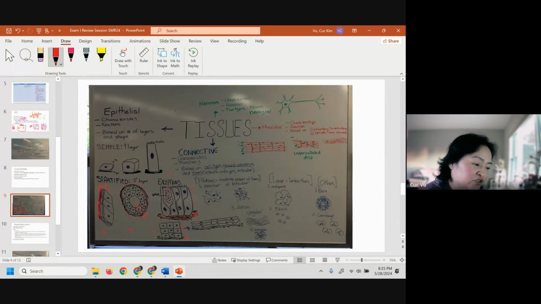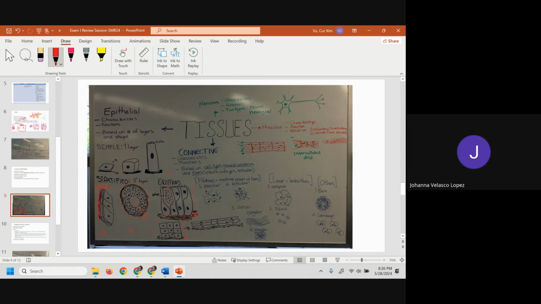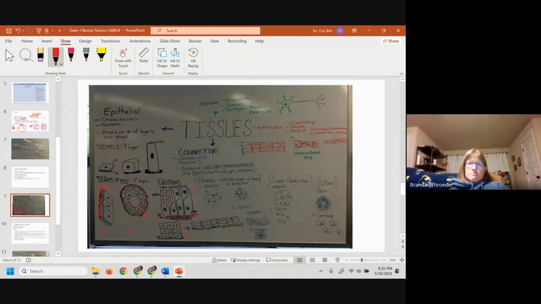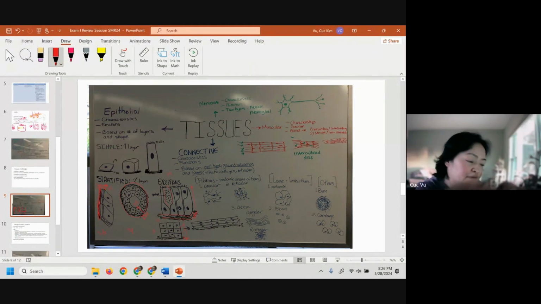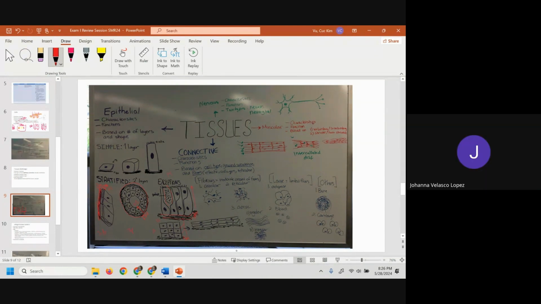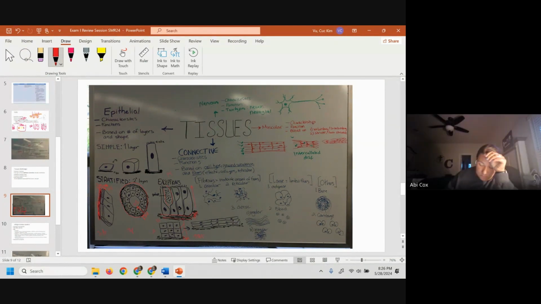Now this particular type of tissue can stretch. As a matter of fact, this is an example of what your urinary bladder looks like. So your urinary bladder, if it's empty, it's stratified cuboidal epithelium. And when it's full with urine, it stretches and becomes stratified what? Squamous. So flat. And because it can change shape, this type of tissue is called what? Transitional.